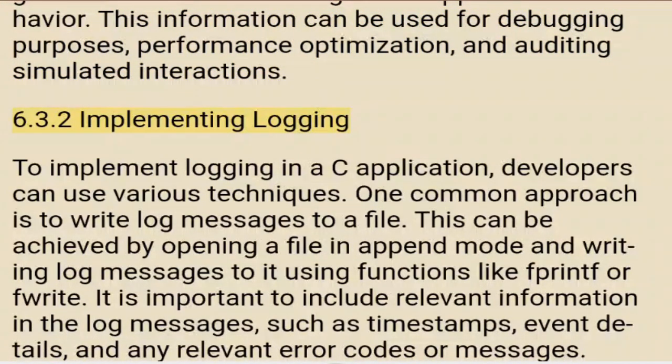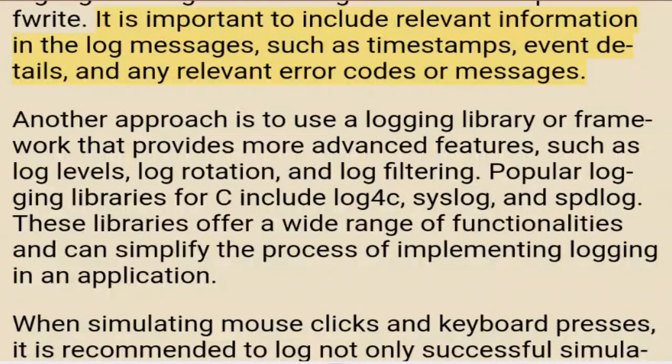6.3.2 Implementing logging. To implement logging in a C application, developers can use various techniques. One common approach is to write log messages to a file. This can be achieved by opening a file in append mode and writing log messages to it using functions like fprintf or fwrite. It is important to include relevant information in the log messages, such as timestamps, event details, and any relevant error codes or messages.